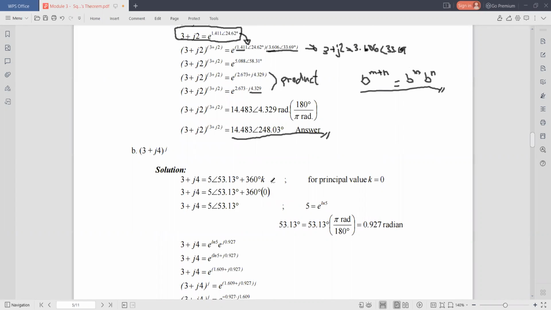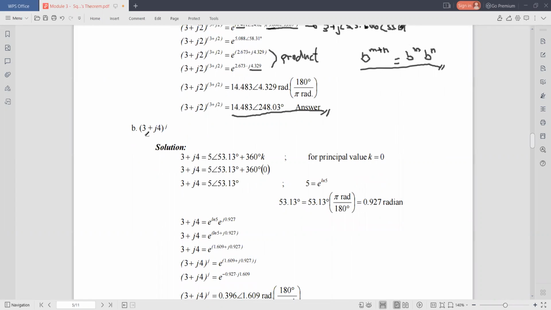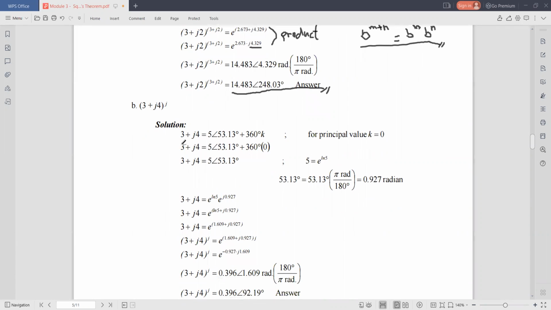This one: 3 plus j4 raised to j. So this is your power, raised to j. So that is 3 plus j4. We convert again, the same process, into polar form. So that is 5 angle of 53.13 degrees plus 360 degrees K. So for the principal value, our K is 0. So cancel this out. So you will have your polar form now.